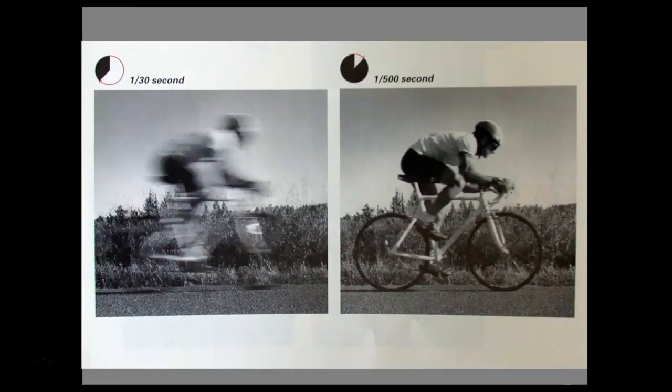So here is an image of the same subject shot at different shutter speeds. Just like aperture, it controls blurring, but in a different way. Over to the right, we see this image of a biker. The camera is stationary and the biker is moving across the frame. It's shot at a very fast shutter speed, 1/500th of a second, so it freezes or stops the action.